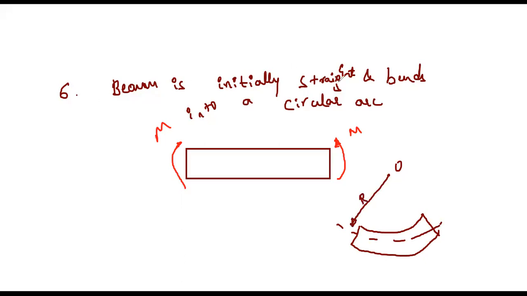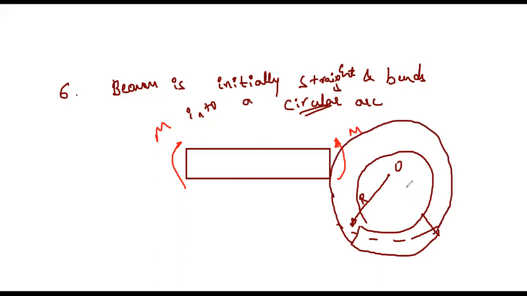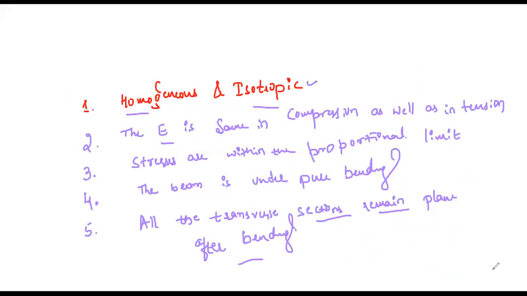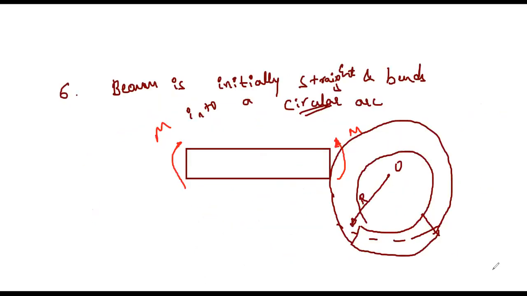So the beam initially was straight. When it is subjected to a moment, it bends like a circular arc. In the sense, if you draw a circle, it will be like this. So it bends like a circular arc. This is the sixth assumption. Next, the seventh assumption: the cross section of the beam is symmetric about the plane of loading. Like the cross section of the beam will always be symmetric about the plane of loading. This was the seventh assumption.